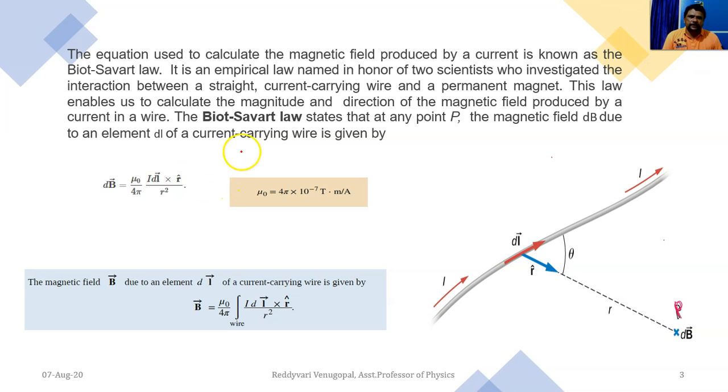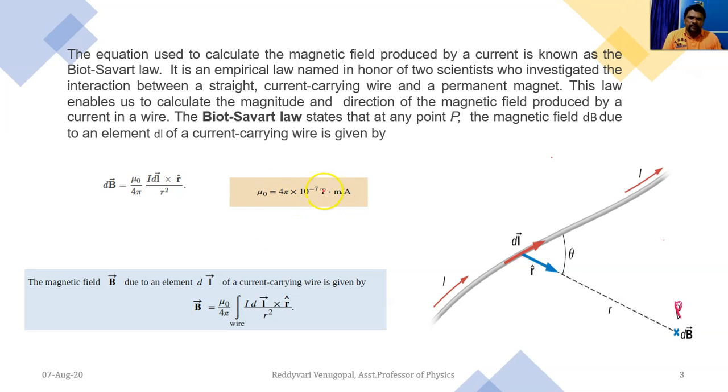What is Biot-Savart's law? Biot-Savart's law is nothing but an equation used to calculate the magnetic field produced by a current. It's an empirical law named after two eminent scientists, Biot and Savart, who investigated the interaction between a straight current carrying wire and a permanent magnet. This enables us to calculate the magnitude and direction of the magnetic field produced by the current carrying wire.